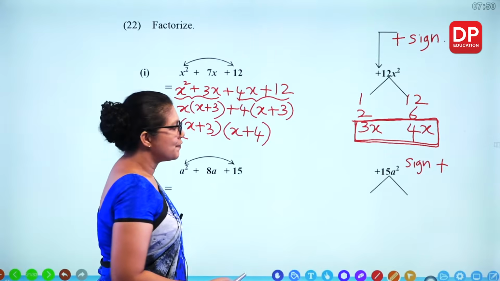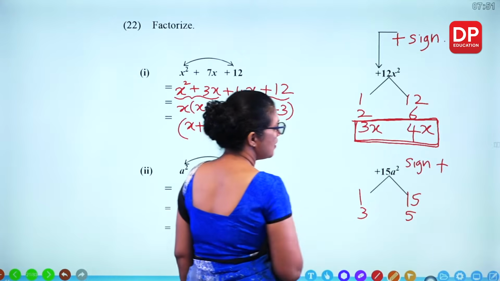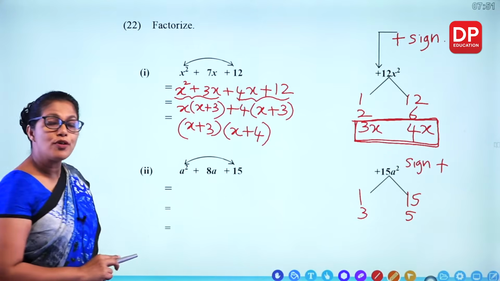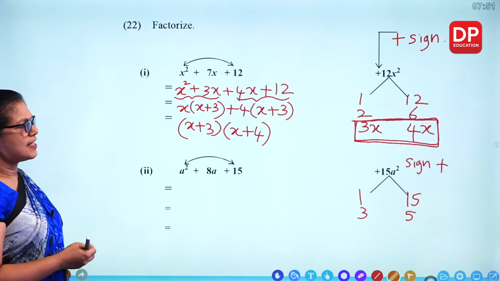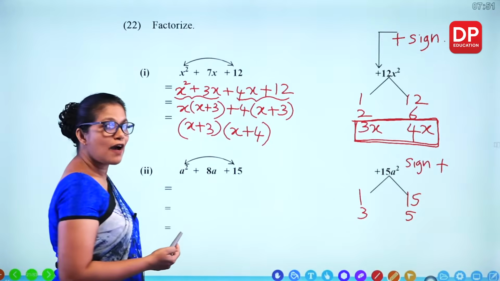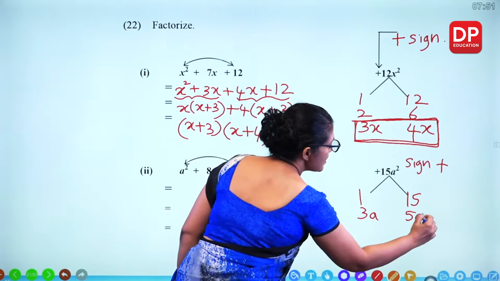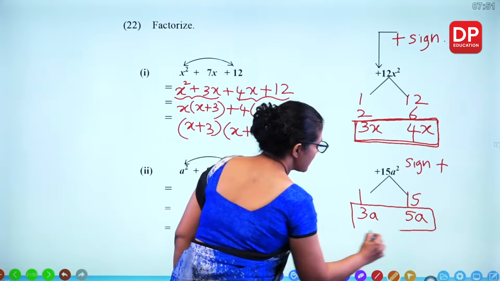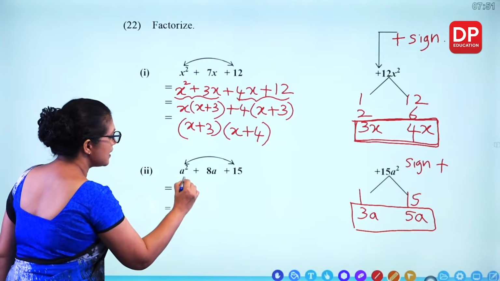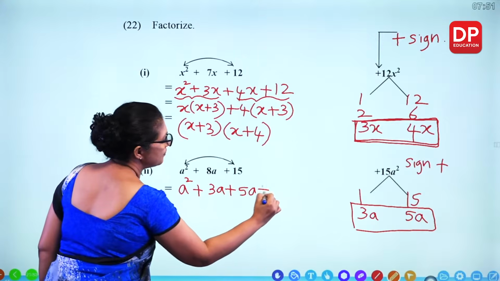What are the factors of 15? 1, 15, 3 times 5. What else? Those are the factors. Now see how you get the middle term 8a. Can we take 1 and 15? No, we have to take 3 and 5 because 3 plus 5, 8. This is a squared, so you need 3a times 5a. So these are the two factors appropriate to this one. So I can split 8a using that 3a and 5a.